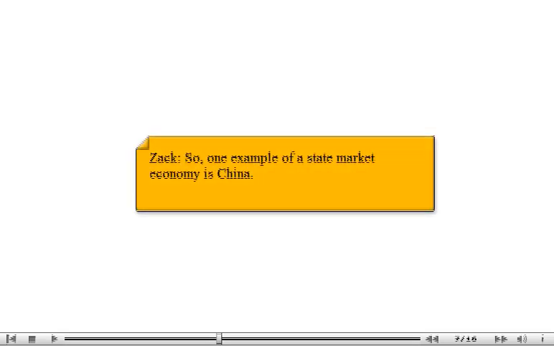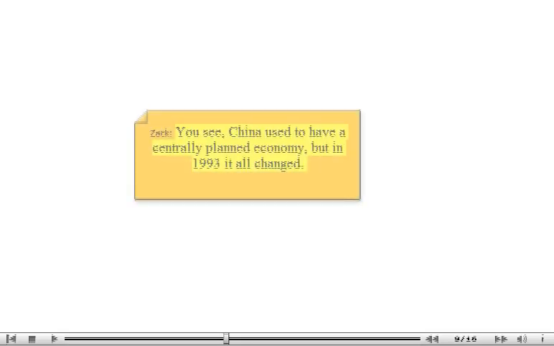So, one example of a state market economy is China. Why China? You see, China used to have a centrally planned economy, but in 1993 it all changed. From 1978 to 1993, China has been transitioning from a centrally planned economy to a state market economy, very gradually, and mostly through experiments. Deng Xiaoping's widely quoted phrase, "crossing the river by groping for stones," is an excellent description of this process. Boy, I hope it was a shallow river.